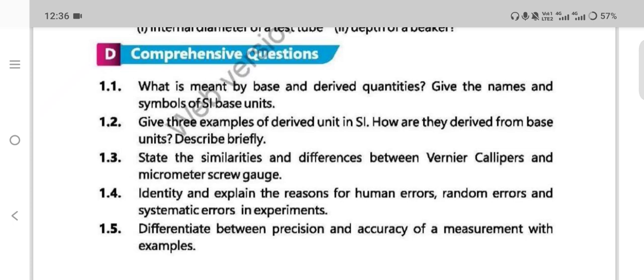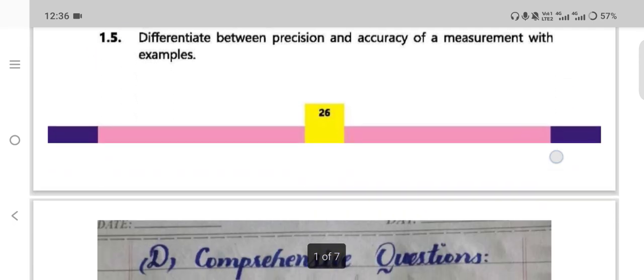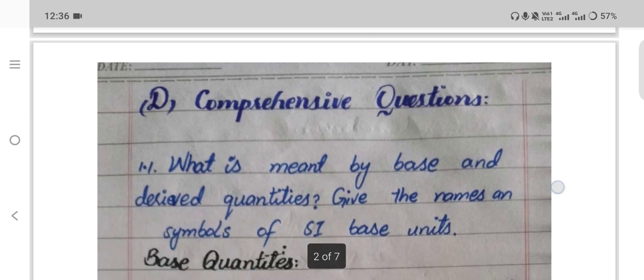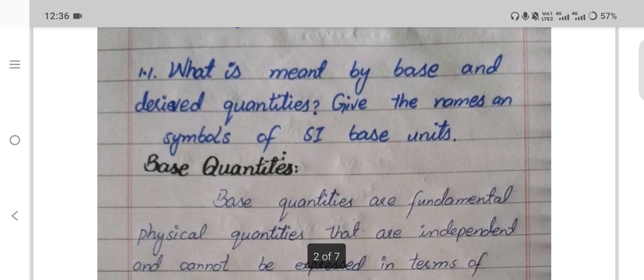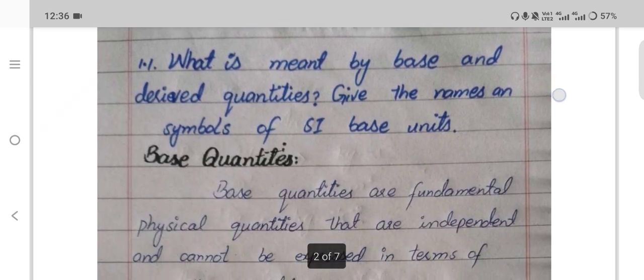Here we have the exercise, part D, comprehensive questions. Here we have questions from 1.1 to 1.5, and the question from our part D is: what is meant by base and derived quantities? Give the name and the symbol of SI base units.